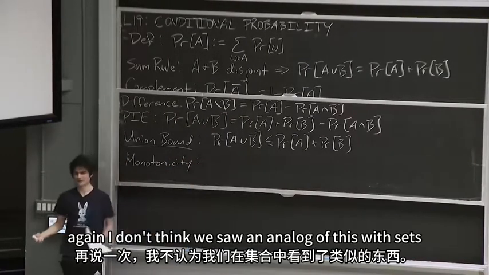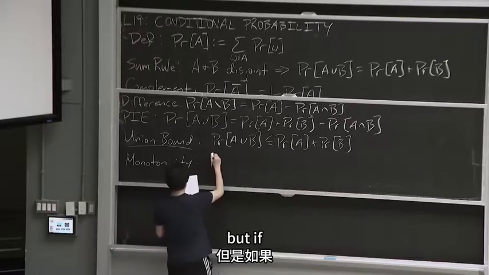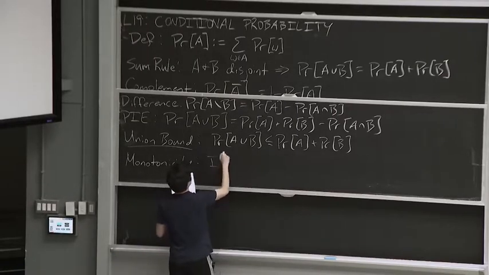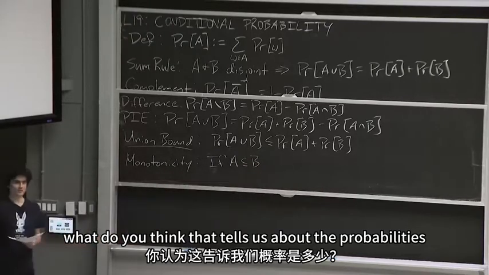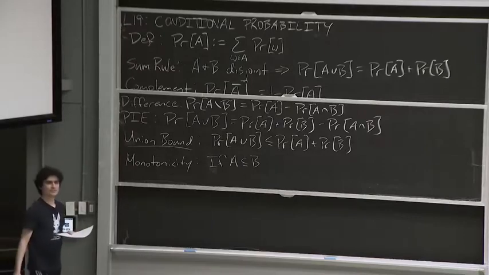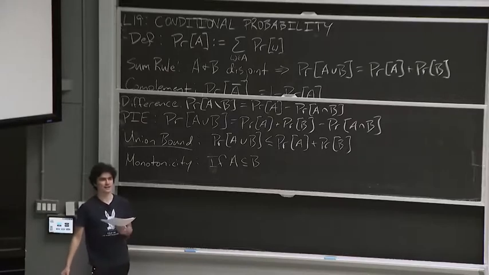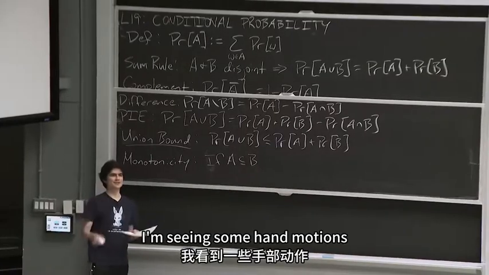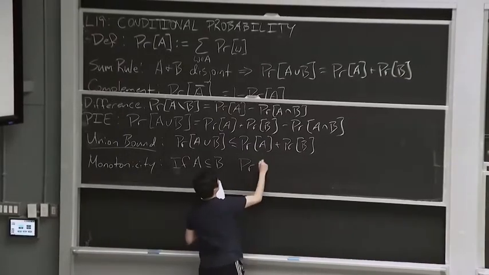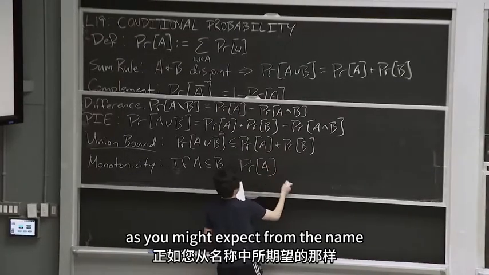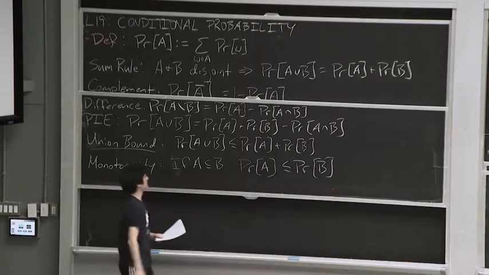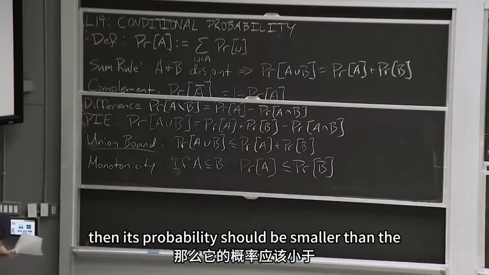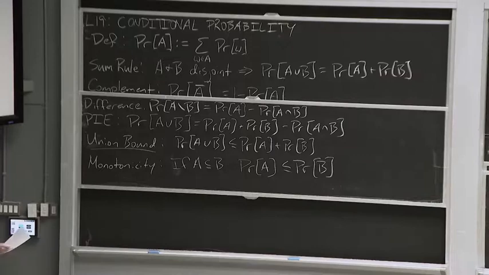Again, I don't think we saw an analog of this with sets, but if A is a subset of B, what do you think that tells us about the probabilities? Any ideas? I'm seeing some hand motions. So, as you might expect from the name, if A is a subset of B, then its probability should be smaller than the probability of B. Okay?